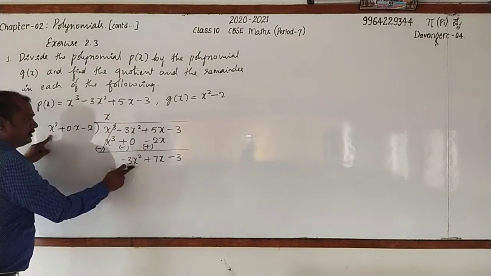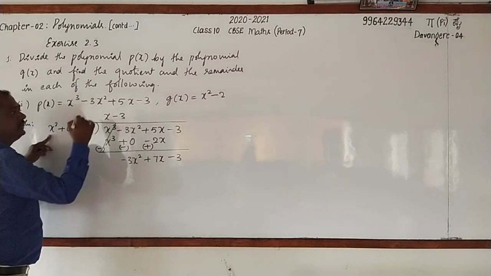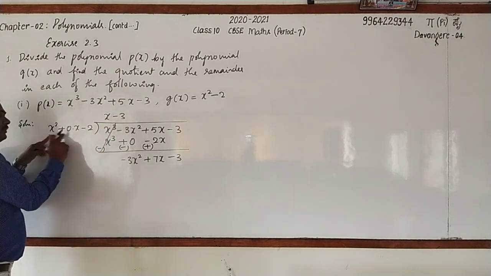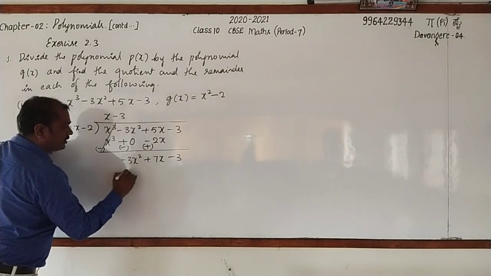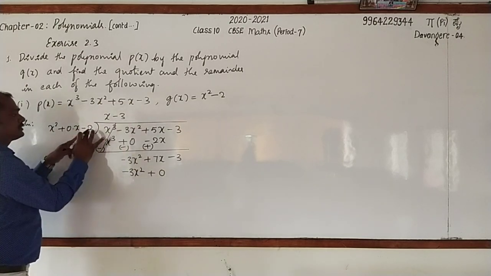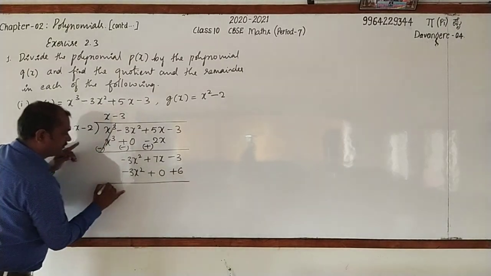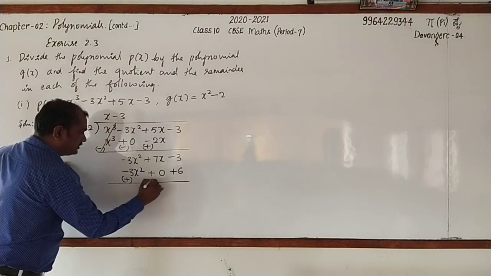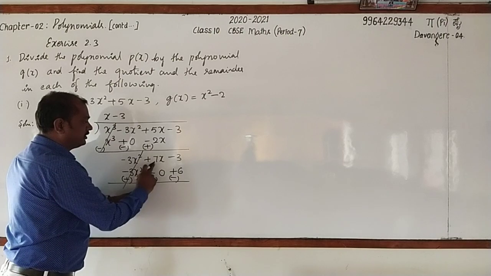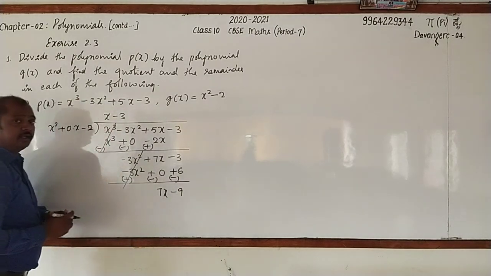Next, equalize these two terms. What should be multiplied with x square to get minus 3x square? You are right, it is minus 3. Now multiply minus 3 with all the three terms. Minus 3 into x square, minus 3x square. Minus 3 into 0, it is 0. Minus 3 into minus 2, minus into minus is plus, 3 twos are 6. It is plus 6. Change the sign. This is plus, this is minus and this is minus. Same terms with a different sign get cancelled. 7x minus 0, 7x only. Minus 3 minus 6, it is minus 9.